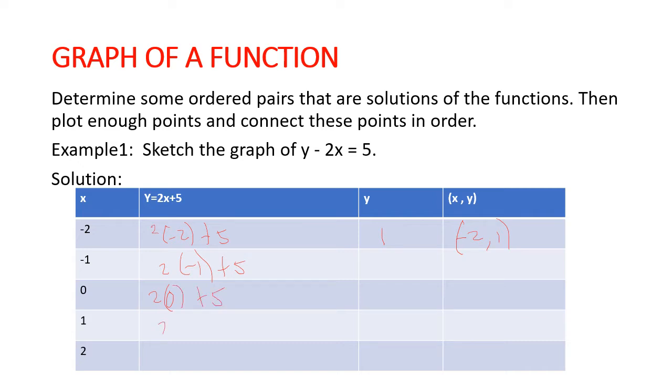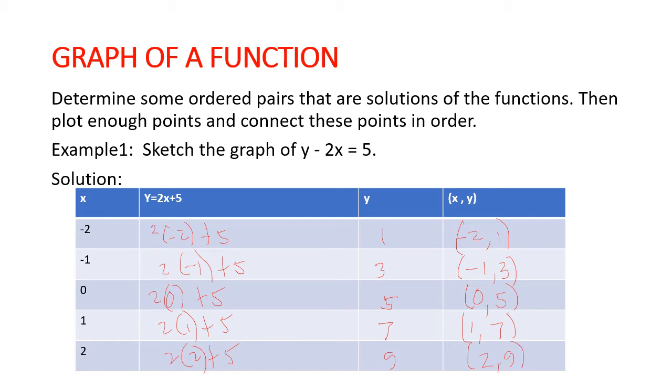This one is 2 times 1 plus 5. This one is 2 times 2 plus 5. So you have this one: 1, 3, 5, 7, 9. So the points here are minus 1, 3. So 1 is 0, 5. So 1 is 1, 7. This one is 2, 9.